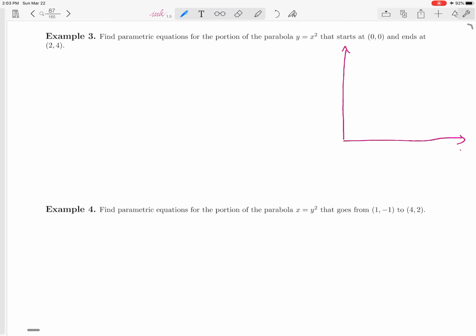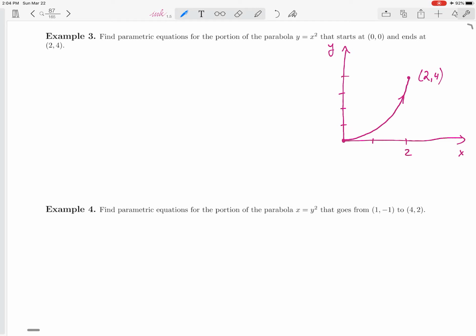So I have my xy plane, and we are starting at (0, 0), and then we are ending at 2 and 1, 2, 3, 4, right up here. So we want to end at (2, 4). And we are describing a portion of a parabola that moves between those two points. So the parabola of y equals x squared looks somewhat like this.